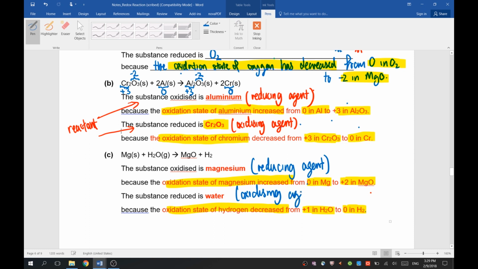Alright, with that we have come to the end of this lesson, and feel free to try out the 10 series questions on your own to determine the oxidation state.